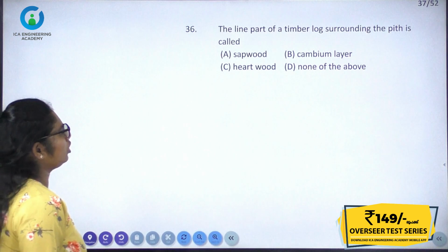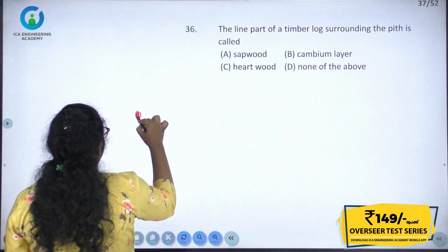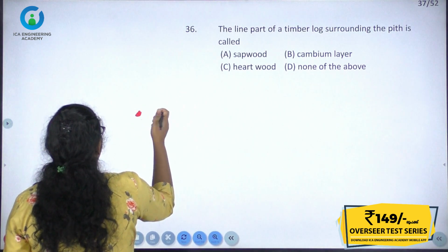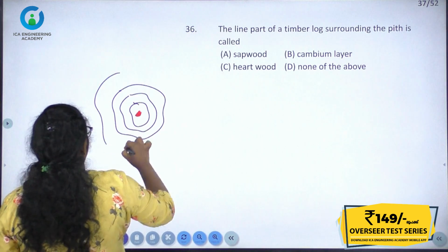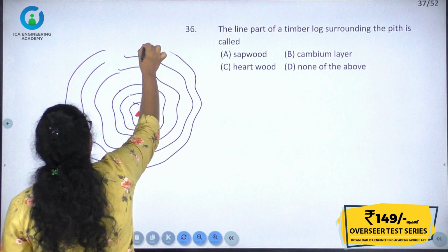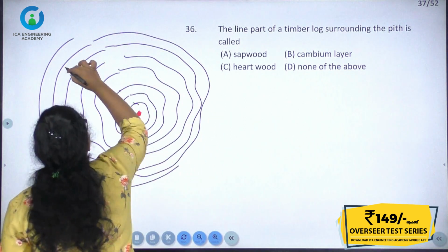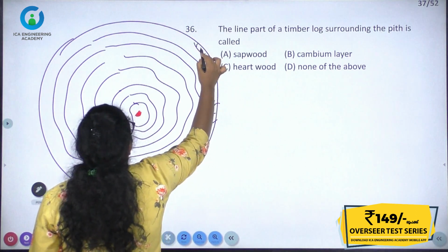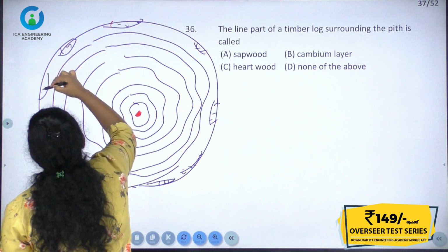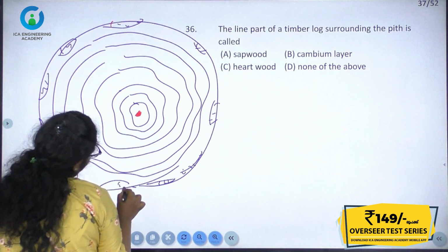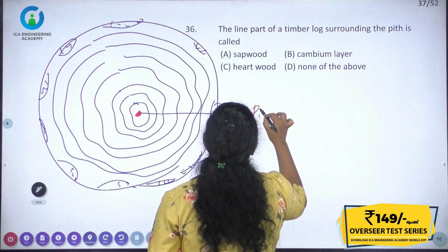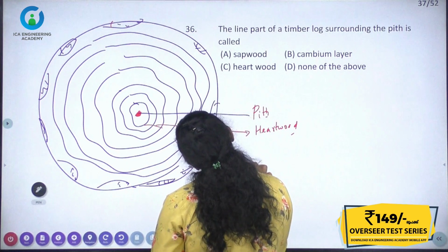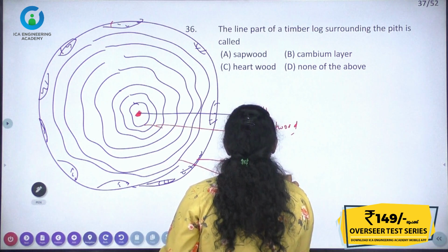Which part of a timber log surrounds the pith? The timber cross section has the inner part, which is the pith. Surrounding the pith is the heartwood. The outer layer is the bark, and next to the outer layer is the cambium layer.